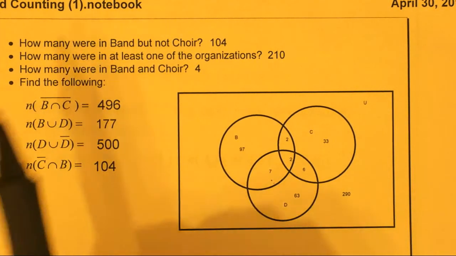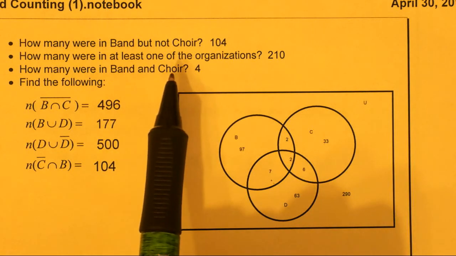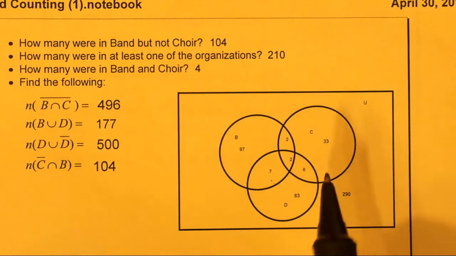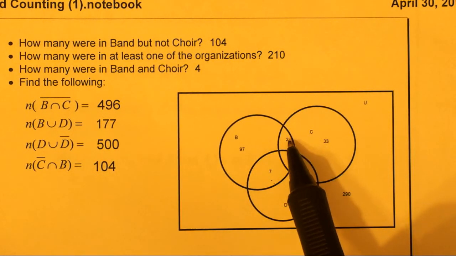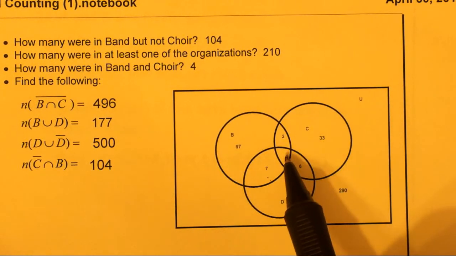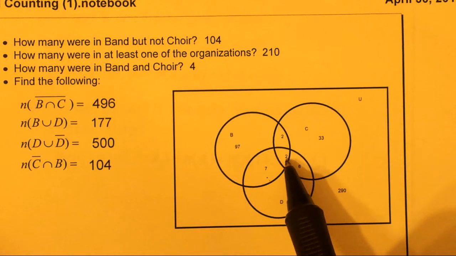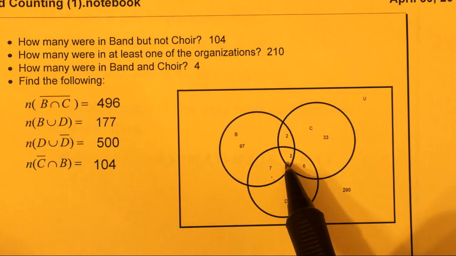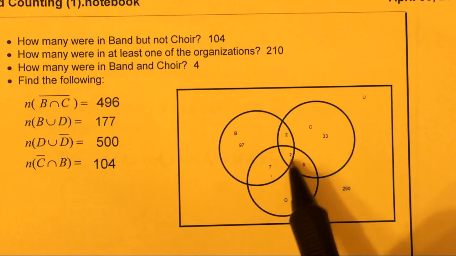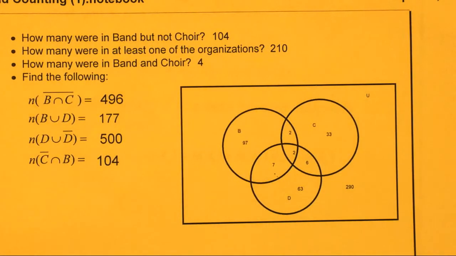Okay. How many students are in band and choir? That means they're going to overlap in the band and choir section. So I have 2 up here that are in band and choir, but I also have another 2 down here that are in band, choir, and something else, but they're still in band and choir. So 2 plus 2 gives me the 4.